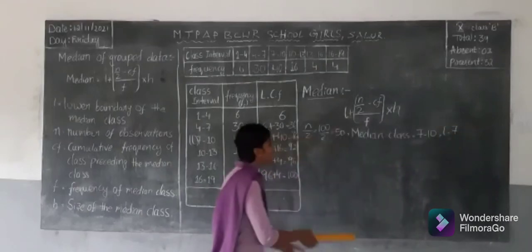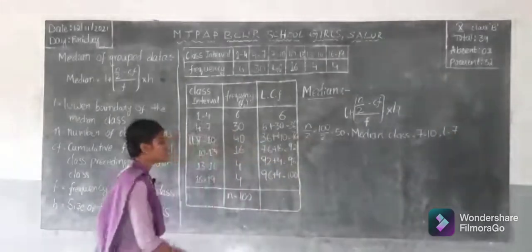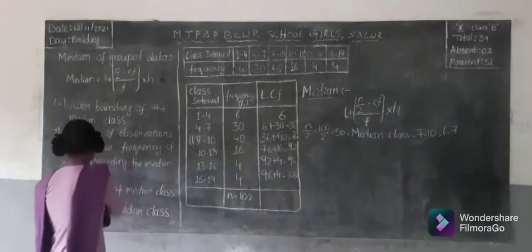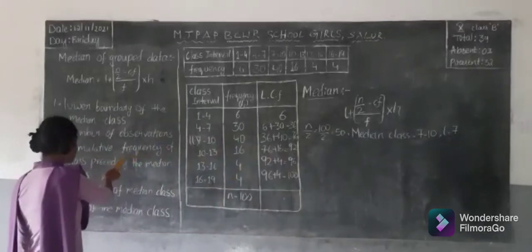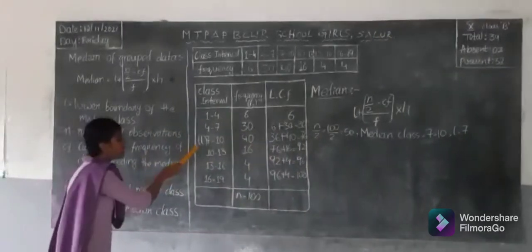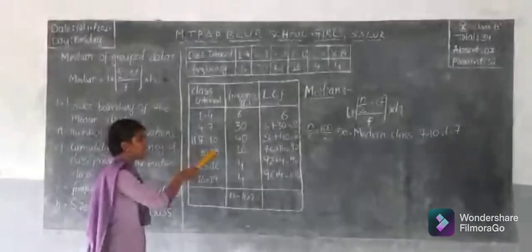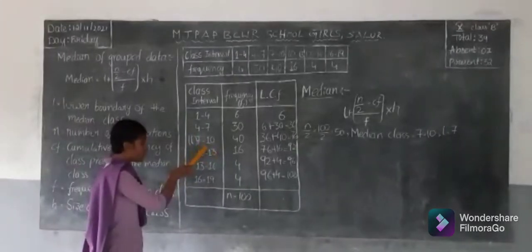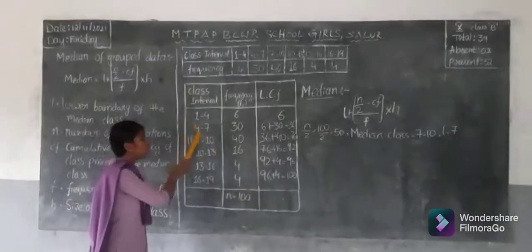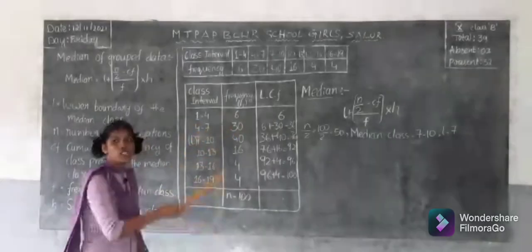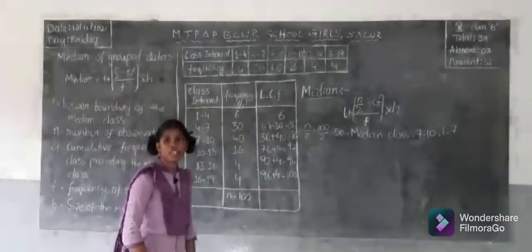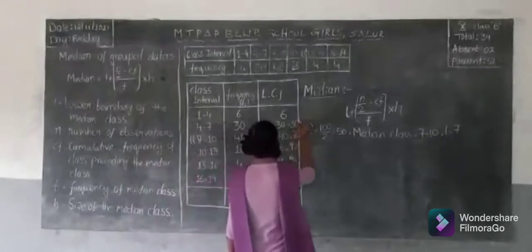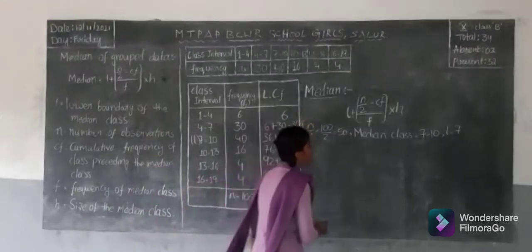Next we want to find the CF, cumulative frequency. I already said that CF means the cumulative frequency of the class preceding the median class. Here the median class is 7 to 10. The class preceding 7 to 10 is 4 to 7. The cumulative frequency of 4 to 7 is 36. So we take CF equals 36.